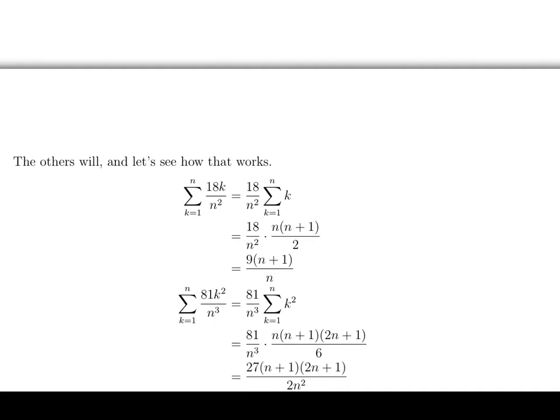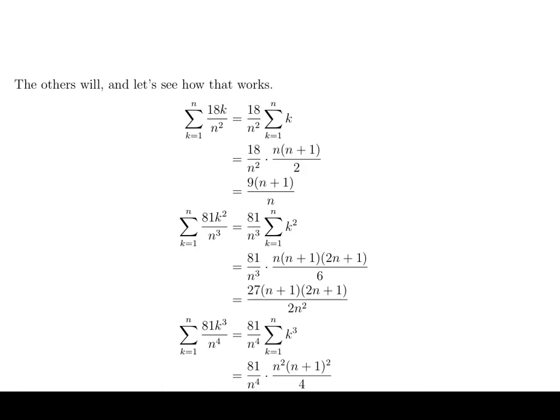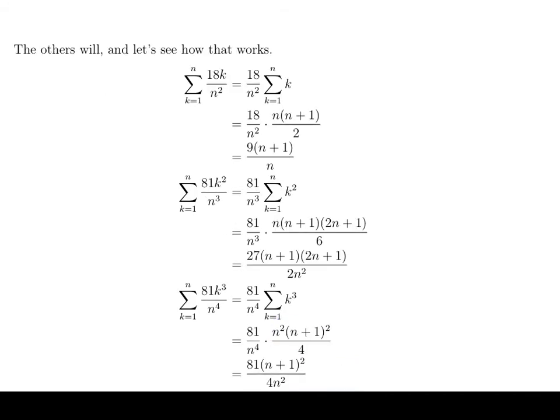Okay, one more like this. Here's the last term. Same game. Pull out the 81 over n to the fourth. And again, we have a summation formula for k cubed. So that sum of k cubed turns into this. And again, we'll do some cancellation. And we're left with 81 times n plus 1 squared all over 4n squared. You can see that the n squareds cancel.